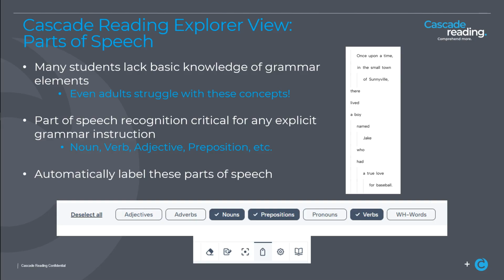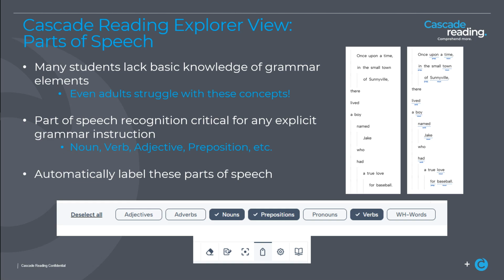So for example, in the sentence, "Once upon a time in the small town of Sunnyvale, there lived a boy named Jake who had a true love for baseball." Here, we've highlighted nouns, prepositions, and verbs, but you can highlight whatever part of speech is relevant to your particular lesson or to your particular reader.